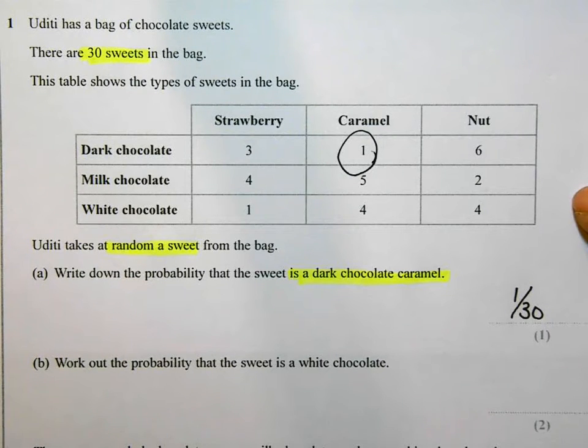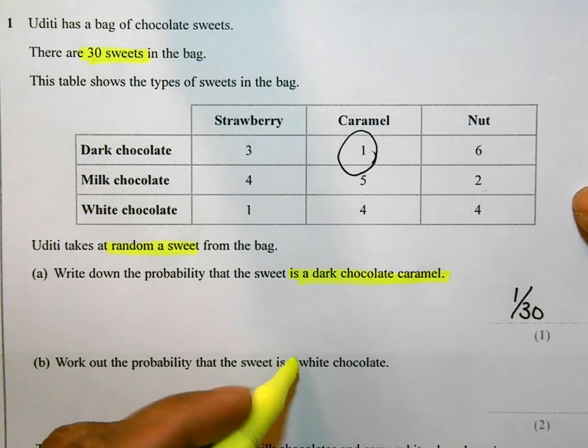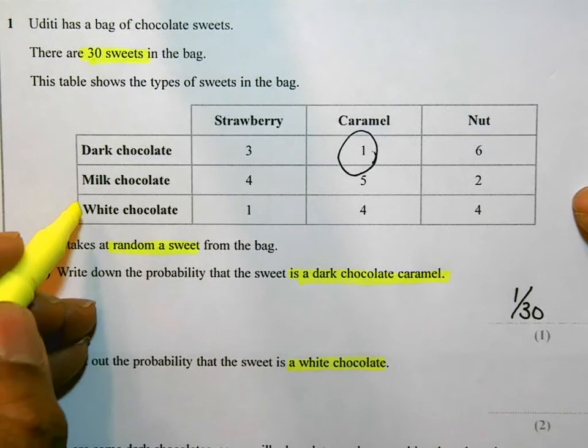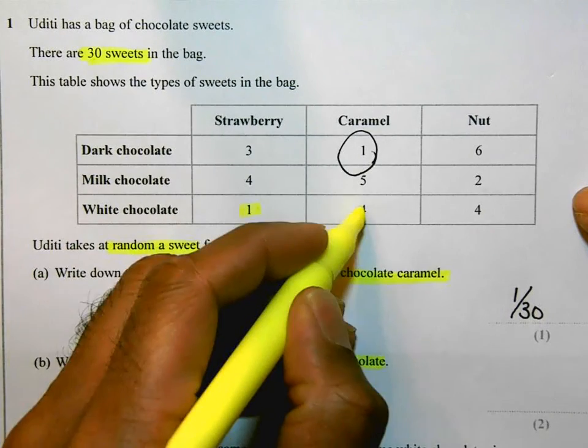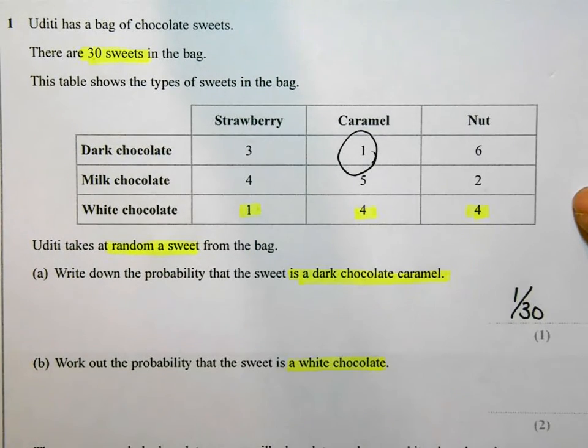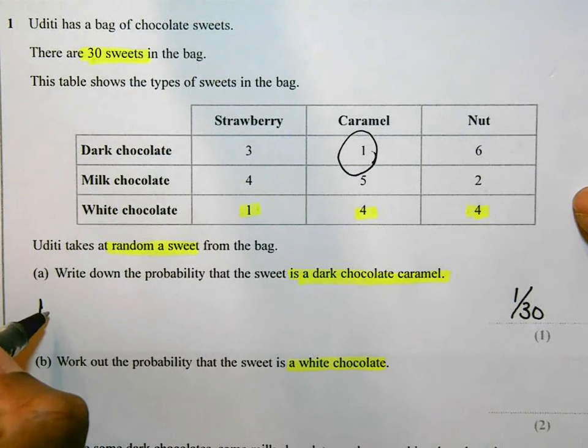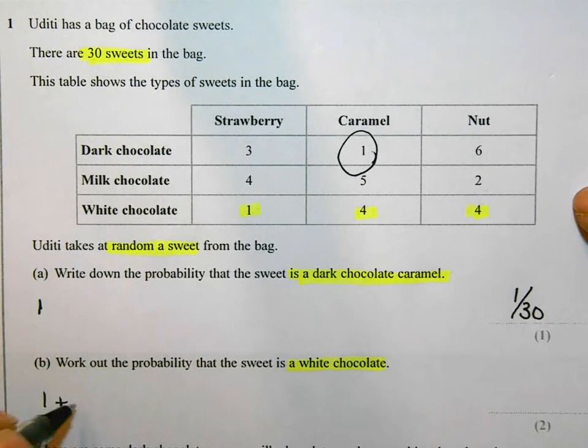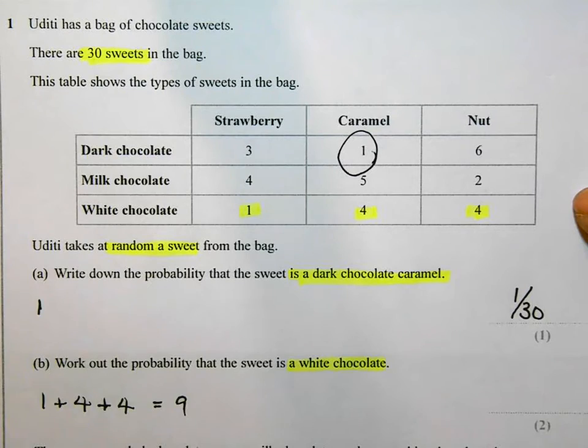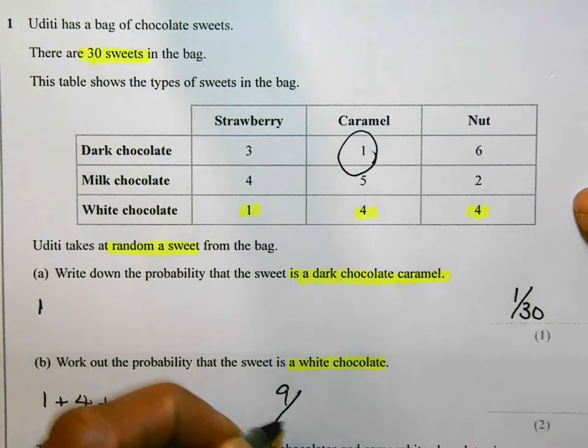Part B says work out the probability that the sweet is a white chocolate. So a white chocolate, there's a strawberry, caramel, and nut version of that. So I need to work out how many white chocolates there are altogether by adding up those. So that's 1 plus 4 plus 4. That's 9 white chocolates altogether. That means that's 9 out of 30.